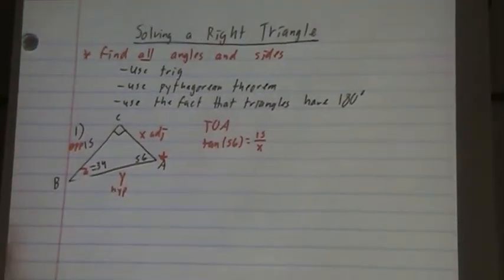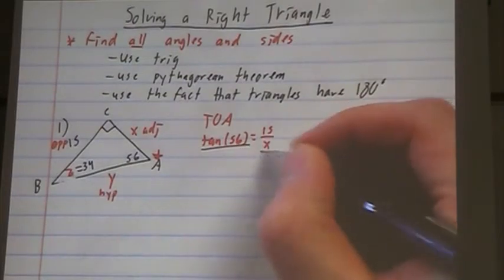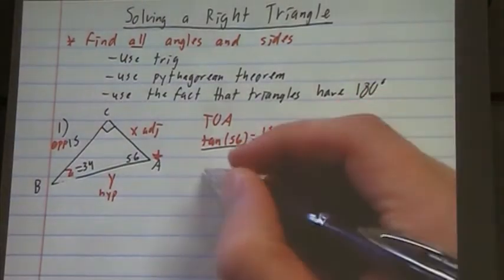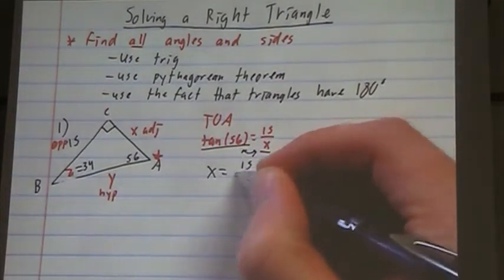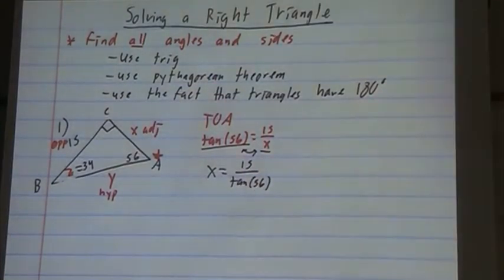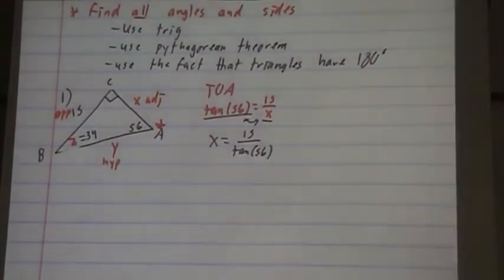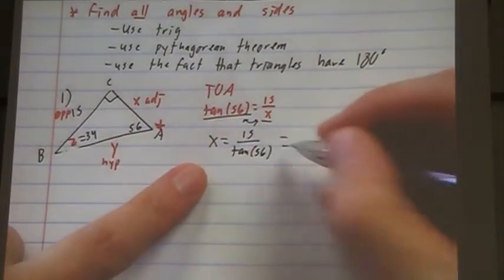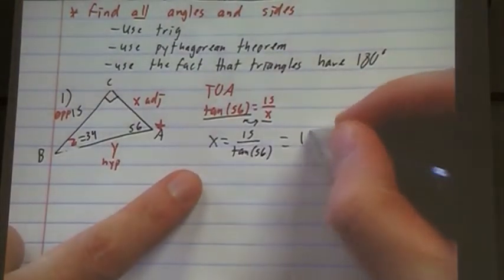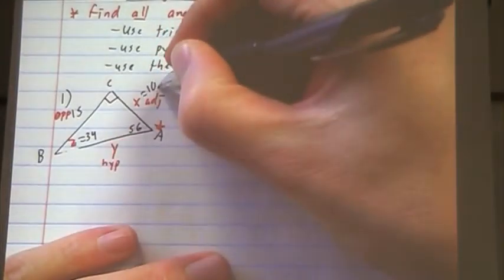I'll zoom in here so you can see better. X is in the bottom, so I'm going to switch these guys. And I have x equals 15 over tan 56. Plug that into my calculator, and I'm going to get 10.1. So I know x over here equals 10.1.